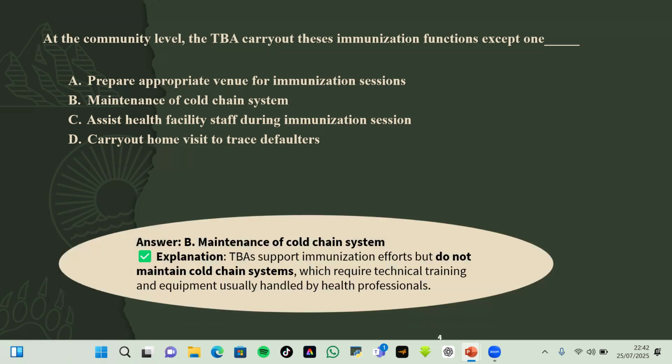Maintenance of cold chain system. Traditional birth attendants support immunization efforts, but do not maintain the cold chain system because cold chain systems require technical training and equipment usually handled by health professionals, like the cold boxes, the vaccine carriers, ice packs, and the solar-powered refrigerator that keeps the vaccine at the appropriate temperature.